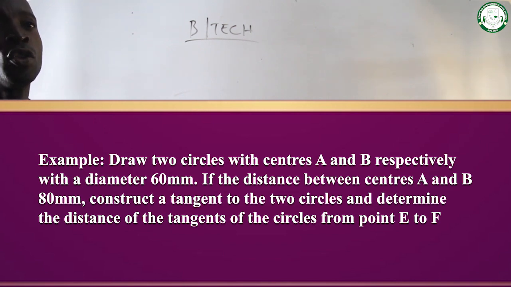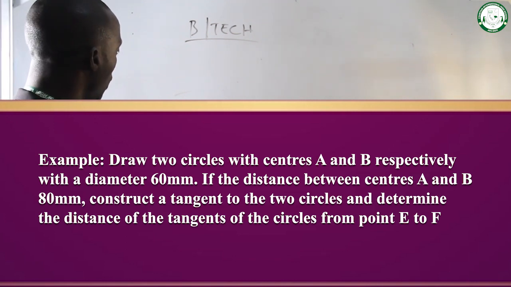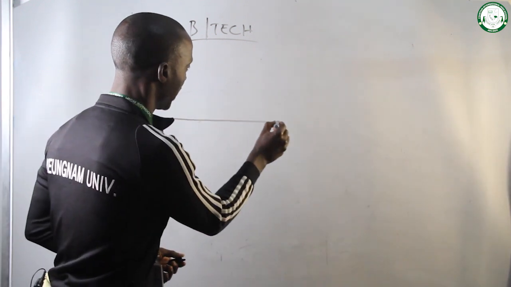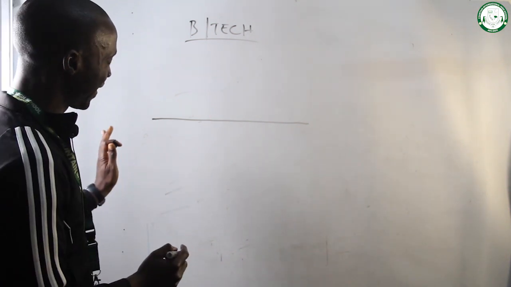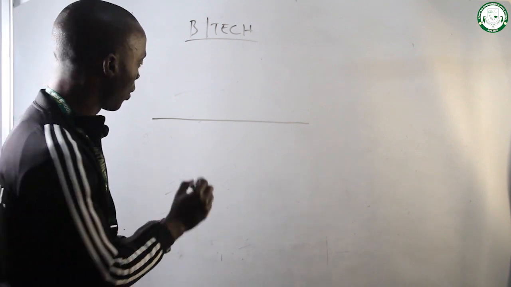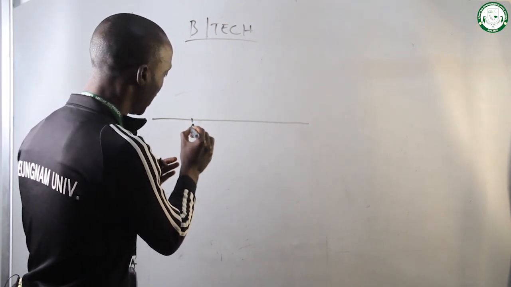Now, example. Draw two circles with centers A and B respectively, and with a diameter of 60 millimeters. If the distance between centers A and B is 80 millimeters, construct a tangent to the two circles and determine the distance of the tangent between the two circles from point E to point F. The first thing you need to do is to draw a line. That is my line. Now towards the left hand side, mark off a point and call it point A.